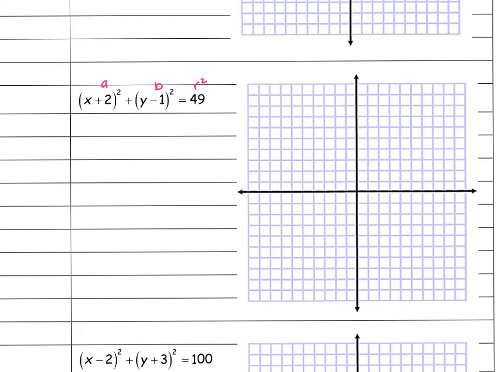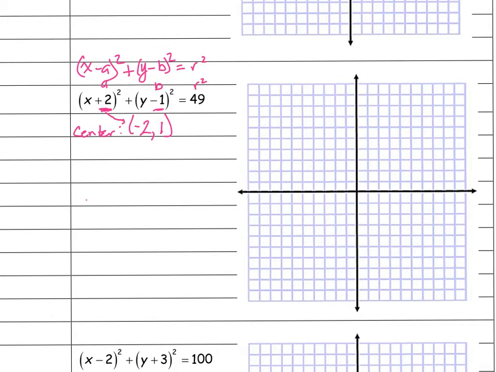So what is the center of my circle? Remember, my equation is (x − a)² + (y − b)² = r². So my a is going to be negative 2, and my b is going to be positive 1. My signs change. If it's positive 2 in here, when it comes out, it's going to be negative 2. Same if it's minus 1, it's going to be positive 1.